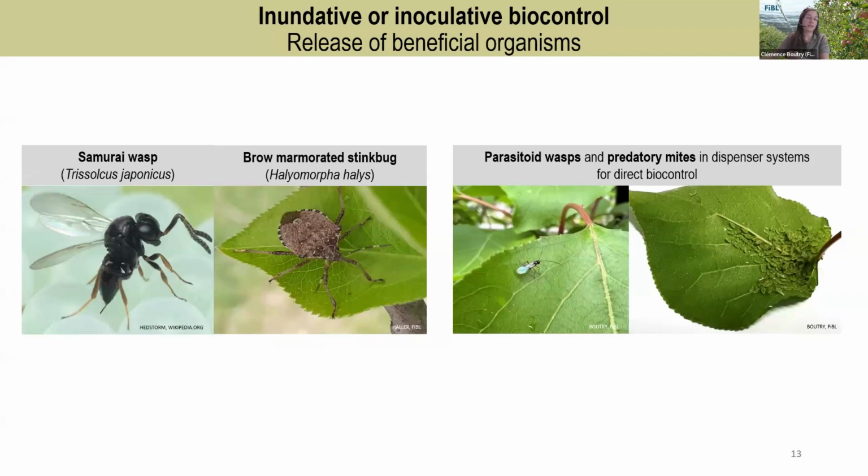Then you can also release beneficials. You can not only promote them with habitat, but you can also actively release them. Here, two examples. One is the samurai wasp, which parasitizes the eggs of the brown marmorated stink bug, which is an upcoming new pest, an invasive species. And on the other side, you have parasitoid wasps that you can release for different aphids.